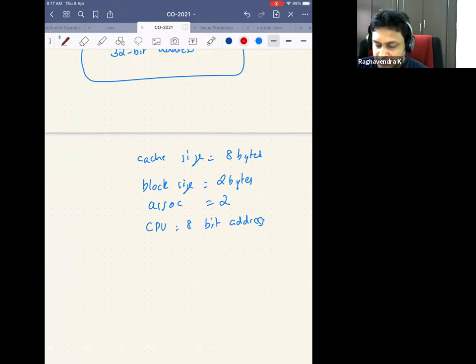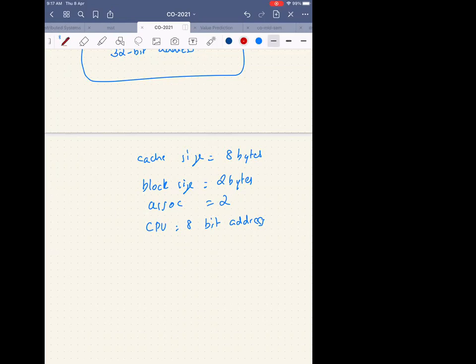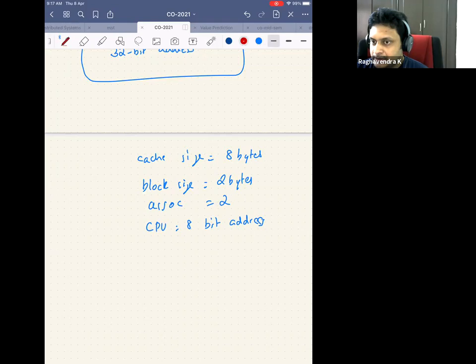So how do I do this? So first, what do I find out? So do I find out the tag, index, or offset?